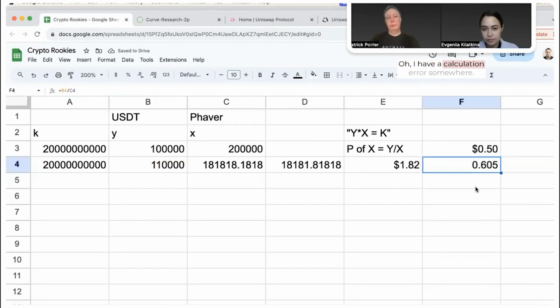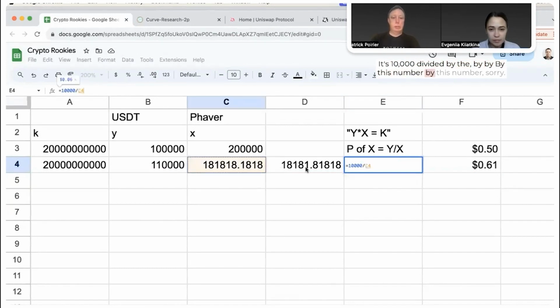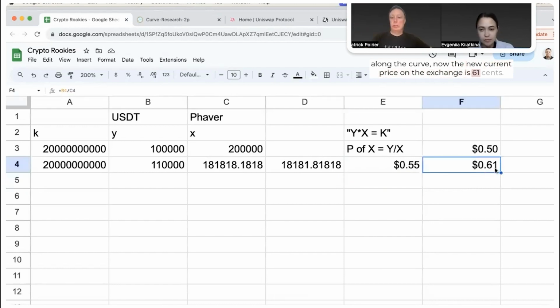Oh, I have a calculation error somewhere. I did make a mistake. I probably made a mistake on this price here. $10,000. Oh yeah, here it was inverted. It's $10,000 divided by this number. Sorry. Aha. Okay. So the person paid 5 cents on average for this token. But because you moved along the curve, now the new current price on the exchange is 61 cents.